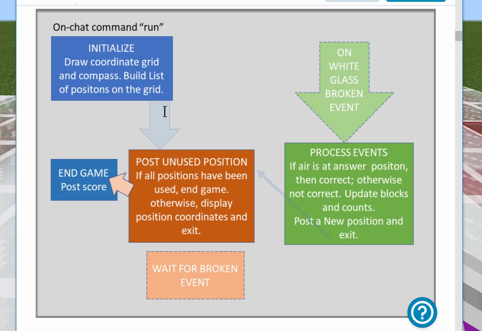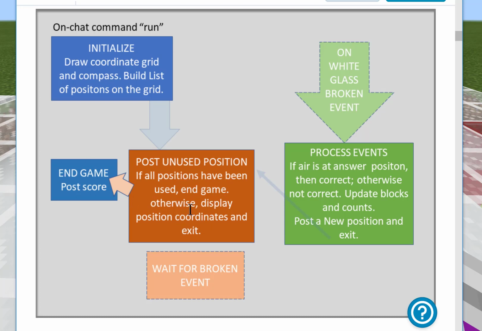So this light blue arrow, as is this one, indicates that this is being called as an on-chat, so that it's asynchronous. So this will launch post unused position, and initialize will finish rather than waiting for it to come back. So it posts an unused position, as a pair of coordinates, if there's a position available. If there's no position available, the game ends.